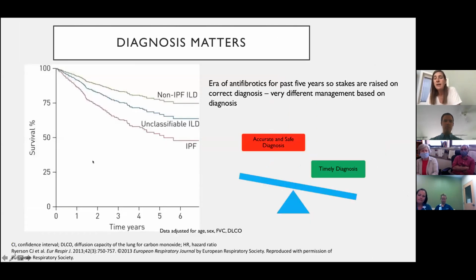And the diagnosis matters because we can see that, particularly in the era of antifibrotics, well, even before the era of antifibrotics, knowing that someone has IPF is a very different prognostic finding. You can see down here where they're going to die a lot sooner than if they have a non-IPF ILD. So telling them what they have and giving them a prognosis is important. And now that we have antifibrotics, it becomes even more critical that we diagnose them as quickly as we can and get them onto the correct therapy to improve their outcomes.